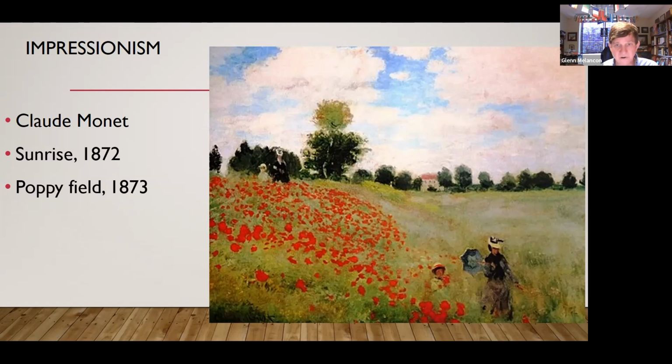Here is another Monet, Poppy Fields, 1873. This time it's a woman and her child walking in the poppy fields. Tall grasses, red flowers. But if you look closely, they're not a still life flower. It's not an objective presentation of flowers. It's as if you were, once again, your eye was moving across and they're sort of off on the periphery and there's not a lot of focus, but you know there's a lot of red over there.